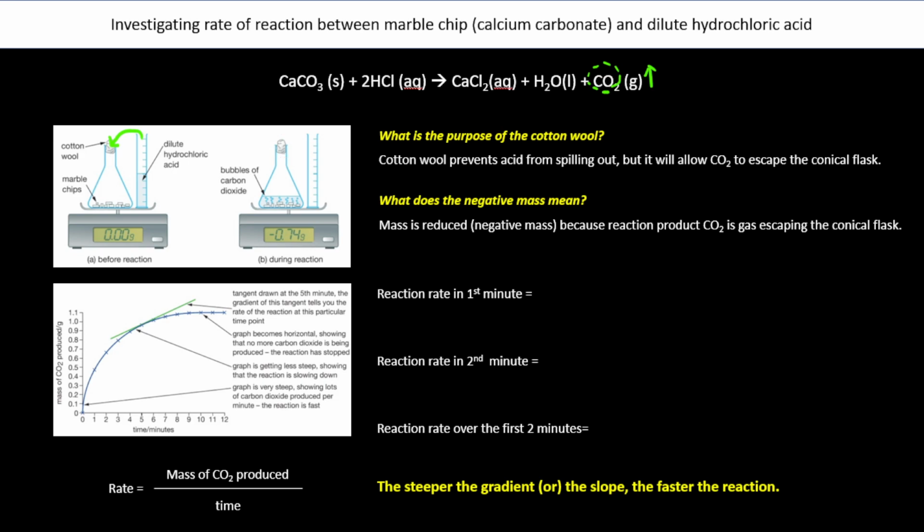Okay, so when we are looking to calculate the rate of a chemical reaction, we're going to divide the mass of carbon dioxide produced, recorded at every time interval, by time. So let's try to do a few examples here. Alright, so in here, the rate of reaction in the first minute would be around 0.47 grams divided by 1 minute here. So your reaction rate would be 0.47 gram per minute.